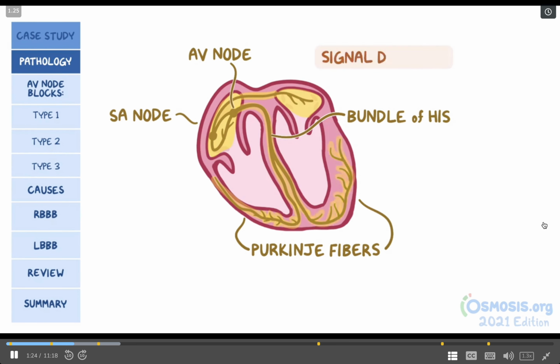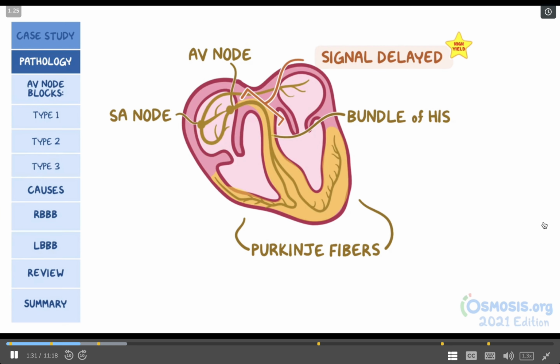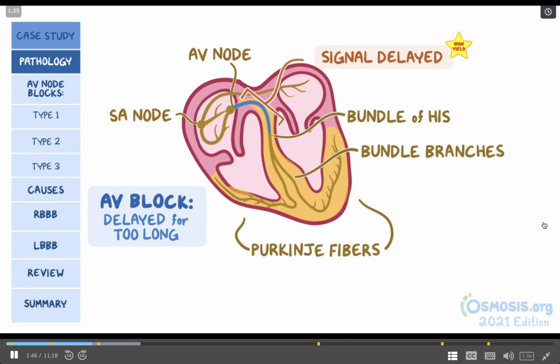Now, normally there's a delay in conduction at the AV node and the bundle of His, which gives some time for ventricular filling before the ventricle contracts. A heart block, or AV block, occurs when conduction is delayed for too long at the AV node or the bundle of His. Also, electrical activity may be blocked at the level of the bundle branches, which are called bundle branch blocks.